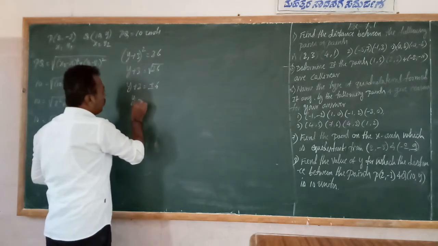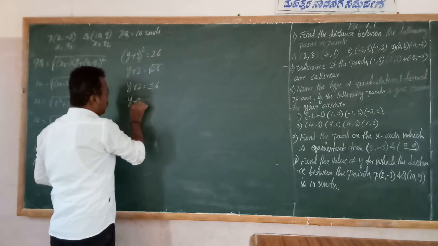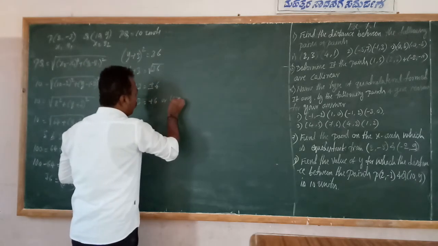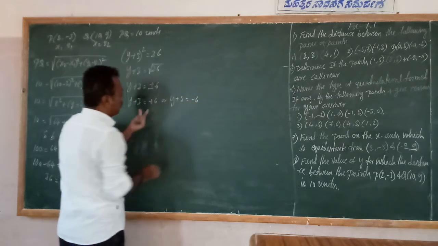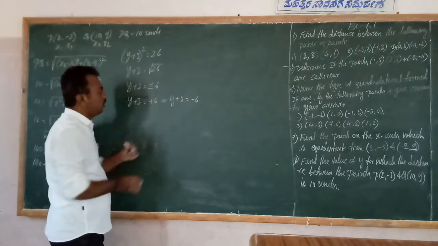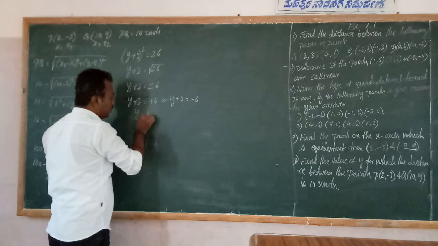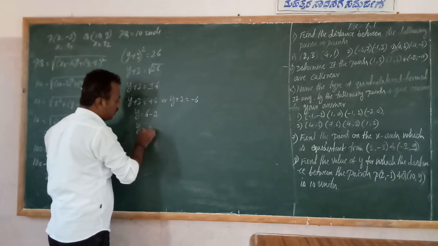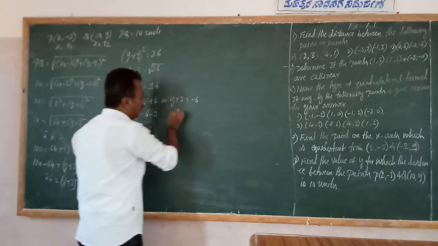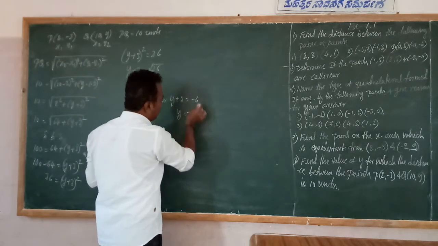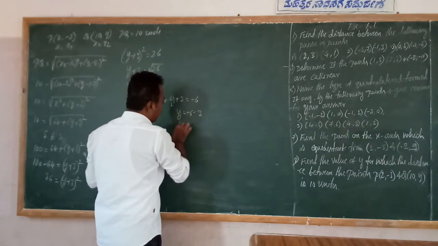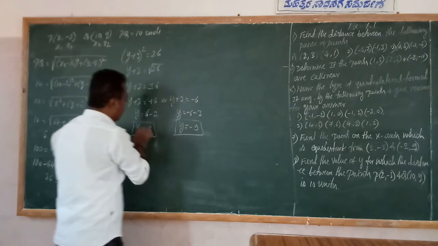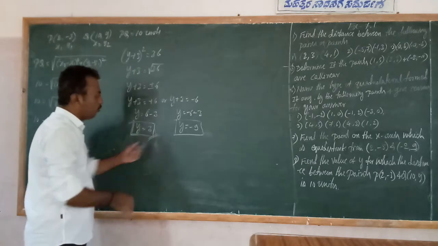Therefore y plus 3 must be equated to plus 6 once, and y plus 3 equated to minus 6 the other time. For plus 6, y is equal to 6 minus 3, which is 3. For minus 6, y is equal to minus 6 minus 3, which is minus 9. Therefore y value is 3 or y value is minus 9.